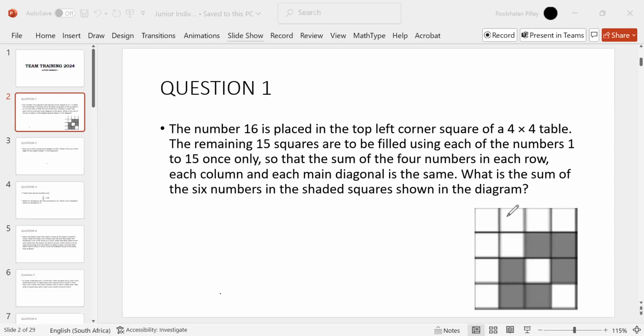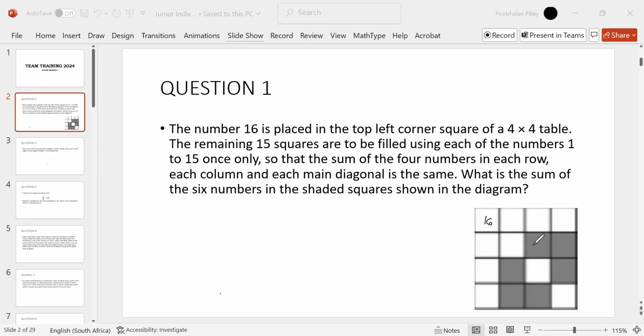says the following. You've got a square, as you can see at the bottom right-hand corner. There are 16 little squares there, and the numbers from 1 to 16 are written in these 16 squares. No number is repeated. It is also given, the very first sentence says, that 16 is placed in the top left corner of this 4x4 table. So 16 is here. All right.